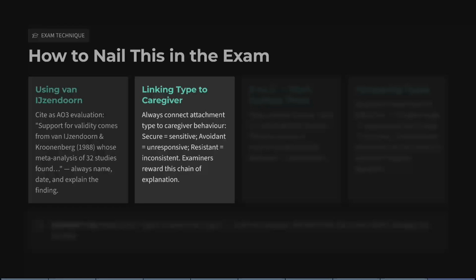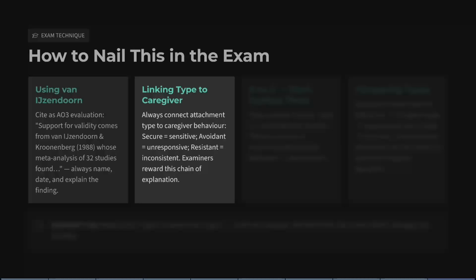2, link it to the caregiver. This second piece of guidance, always connect attachment type to the caregiver behaviour. It's the chain of explanation which examiners will reward. Secure attachment, sensitive and responsive caregiving. Infant learns caregiver is reliable, confident exploration.